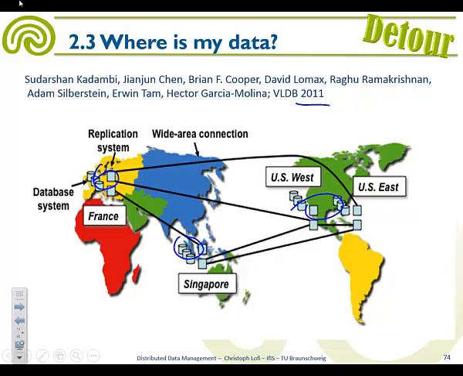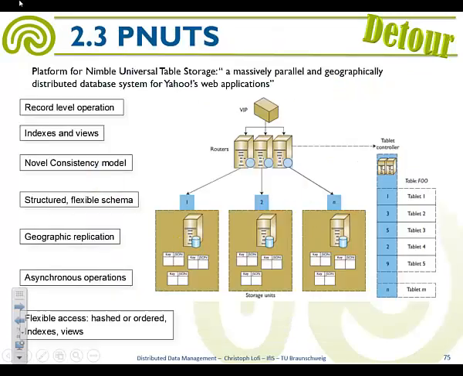But before that, we need to know what's behind this approach. And behind it is what is called, and this is a very cool thing to read, a massively parallel and geographically distributed database system for Yahoo web applications. That's PNUTS, which means Platform for Nimble Universal Table Storage. I will give you a glimpse of the architecture. It's just a sketch. I will not go into the whole architecture, just to clarify how it works, to motivate the work behind the idea of where is my data or where I should put my data.